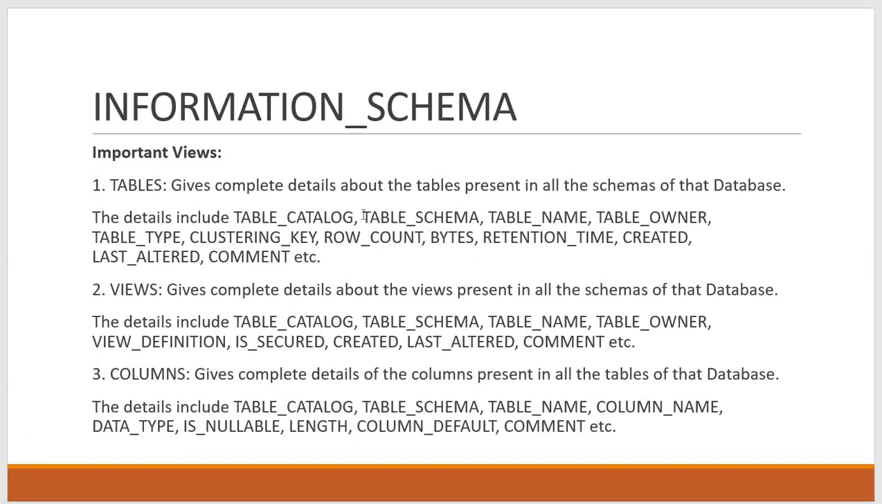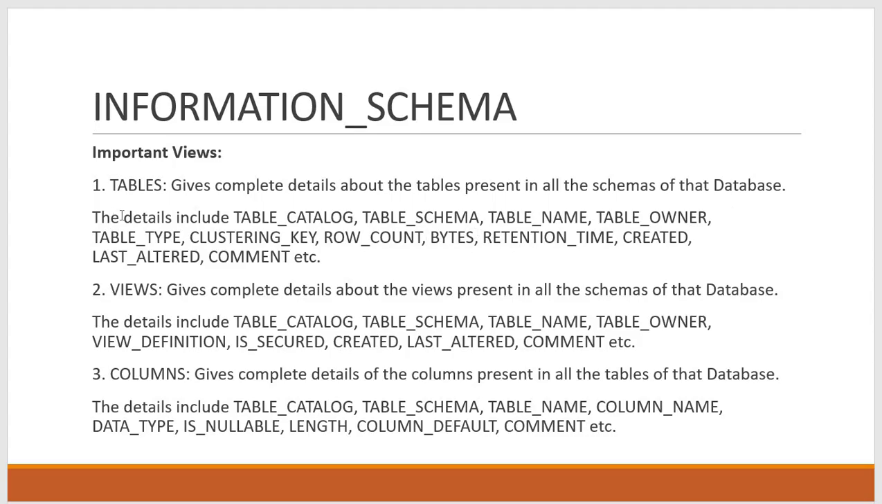I'll explain a few views that we are going to use in our stored procedures. So this information schema contains some important views. The first one is tables. It gives complete details about the tables that are present in all the schemas of the database. Suppose in your database you have 5 schemas created along with the public schema. Whatever tables or stages you create in those schemas, this information schema provides details of all those objects.